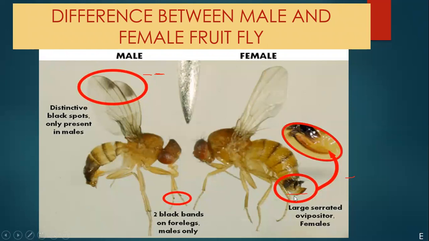Then you have a large serrated ovipositor present in the females. Serrated means a shape like this. You can see this type of structure is called serrated. Ovipositor means the place where the eggs are deposited. So this ovipositor is present only in the females.